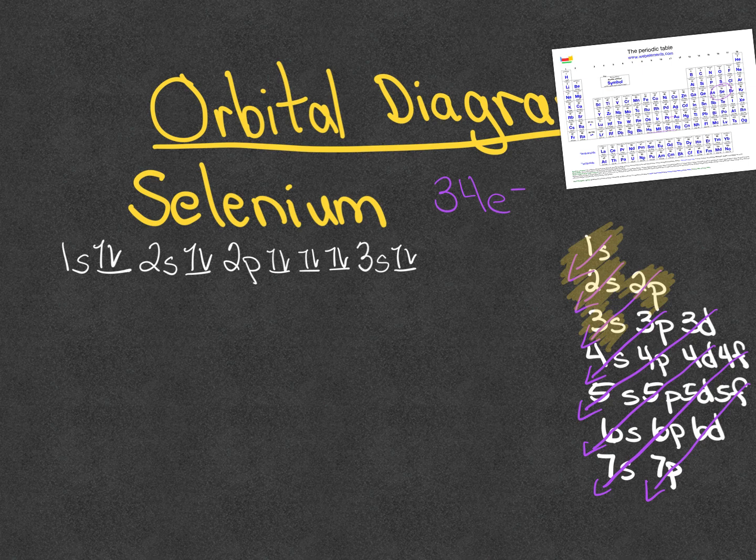So after 3s, I go up to the beginning of that arrow again, and I have 3p. So 3p, and I make 3 lines for 3 orbitals. And that's going to be filled up as well.